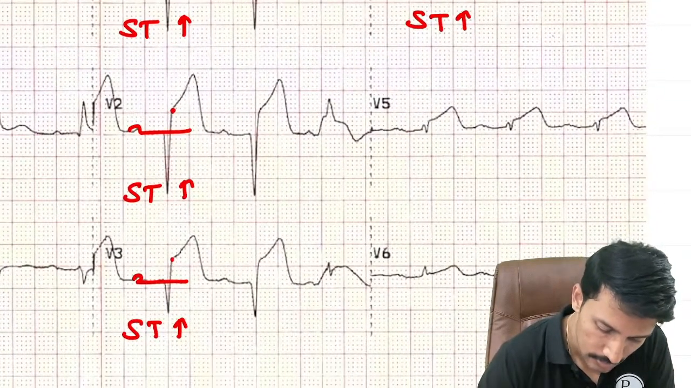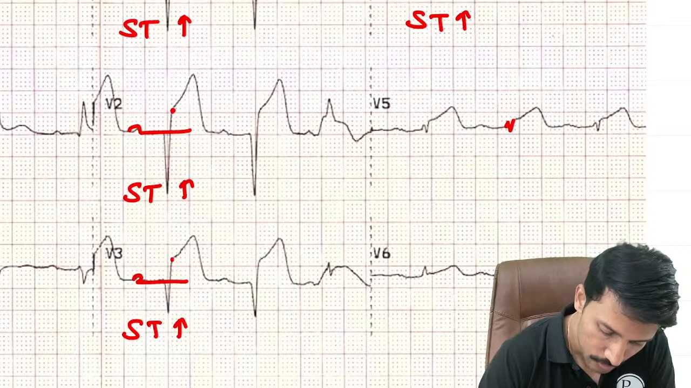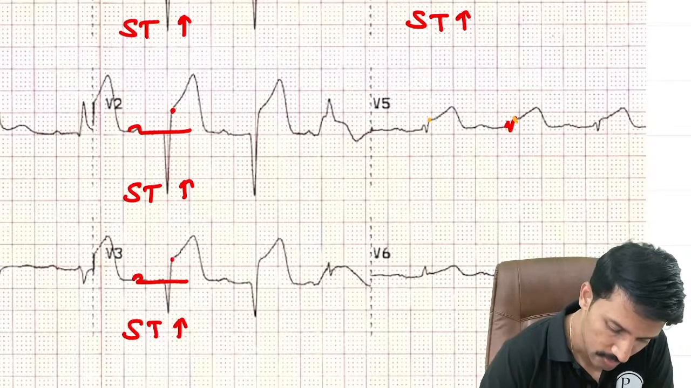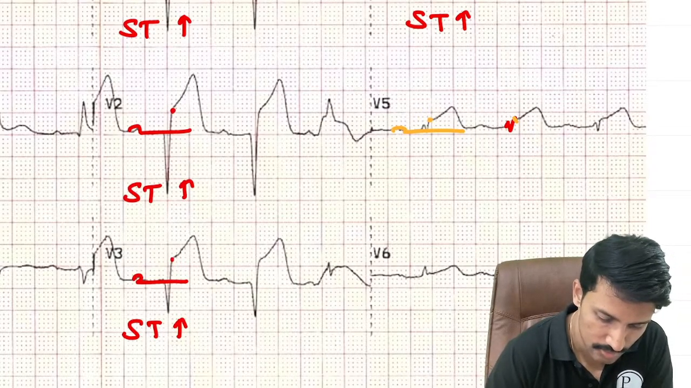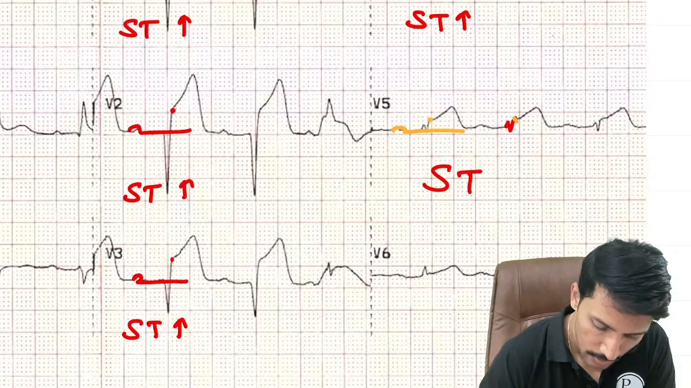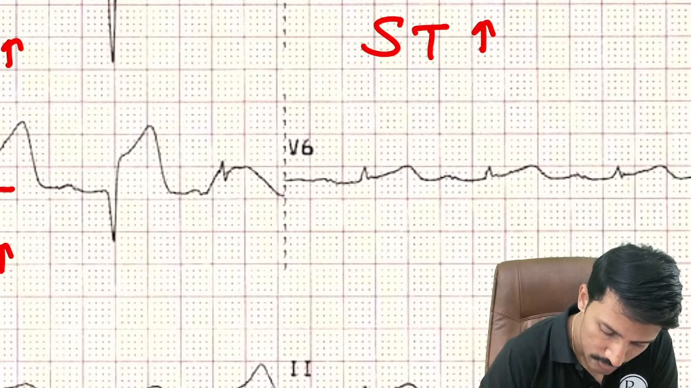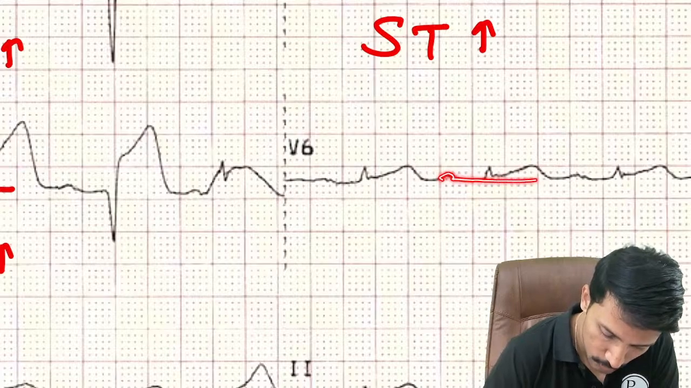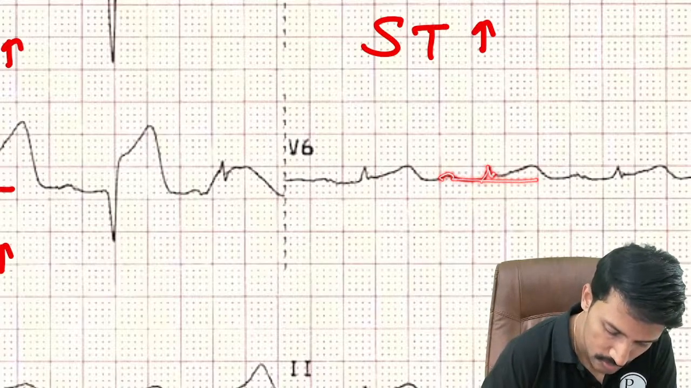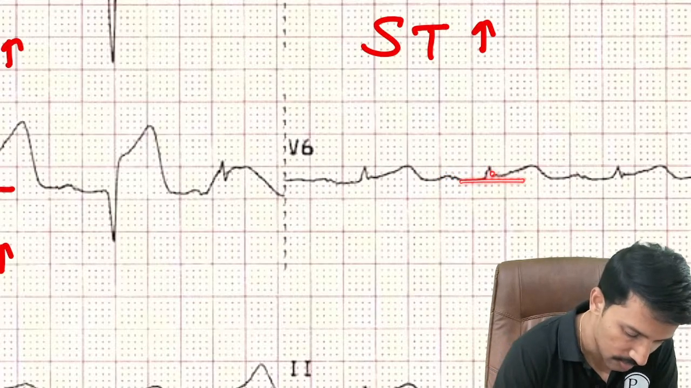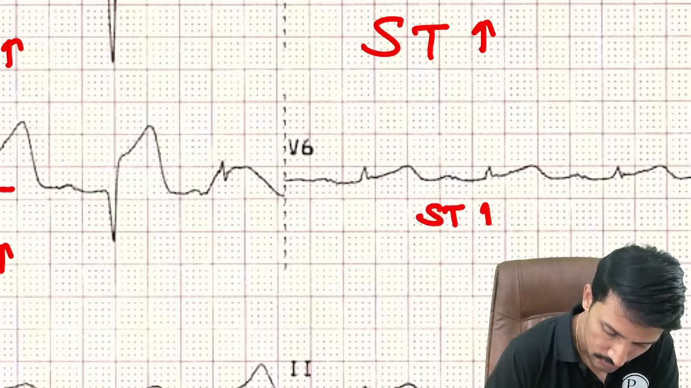V5, RS goes up. This point is the J point. This is the PR segment. So again, there is ST elevation in V5. And what about V6? V6 also appears to have ST elevation. This forms the PR segment, and this is one small square above the PR segment. So there is ST elevation in V6 also.